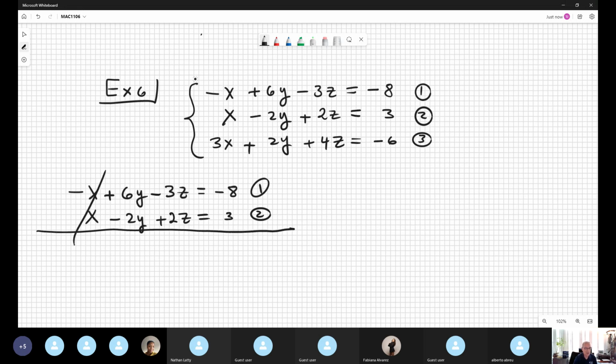Yes or no? See, when you're adding equation 1 plus equation 2, of course, now this is 0, no x anymore. We have 4y because 6 minus 2 is 4, minus z equal, minus 3 plus 2 is negative 1, equal negative 5. And this is my equation number 4.